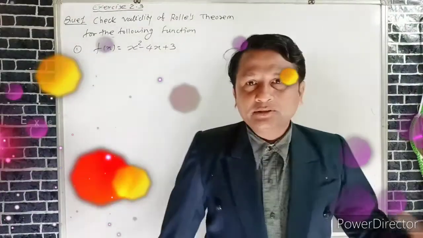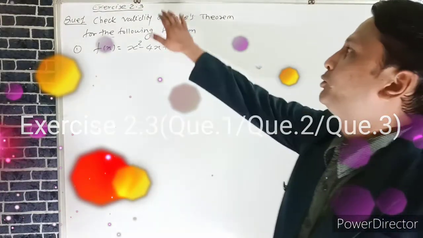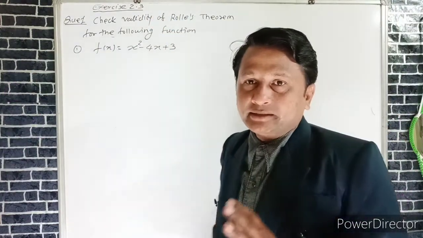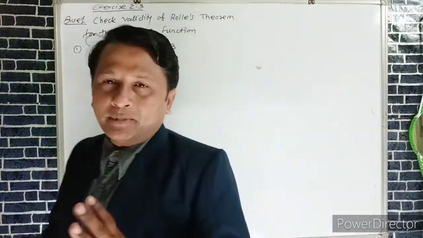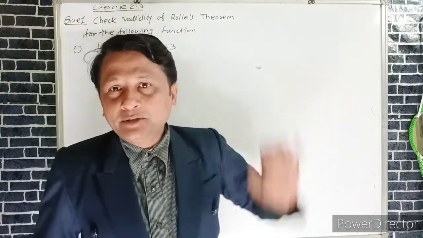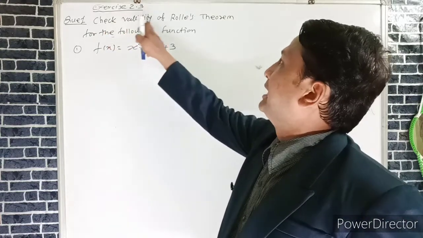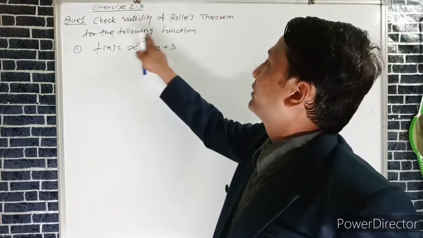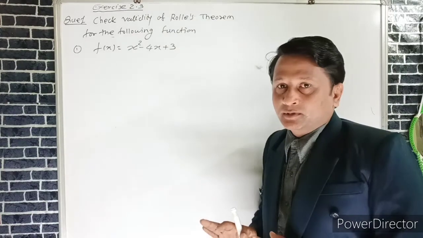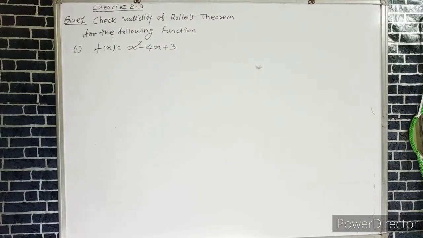So guys, now start the next exercise, which is an application of derivative, exercise number 2.3. And this exercise is totally dependent on Rolle's theorem and Lagrange's mean value theorem. So question number 1 is: check validity of Rolle's theorem for the following functions. In this question, there are a total of 6 sub-questions.